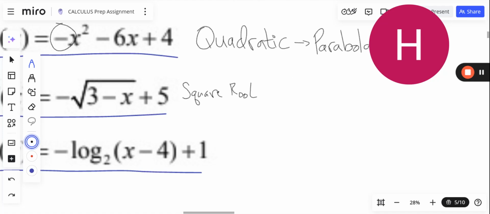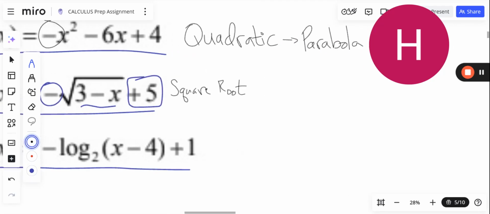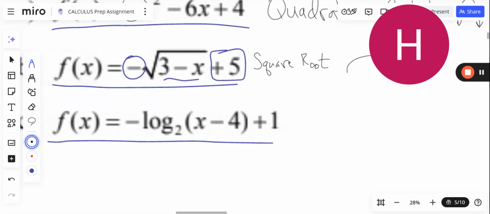So these several changes to the function here, the negative, we have 3 minus x, it's not just an x inside the square root, and the plus 5, those are all going to do some things to the graph that move it around and change its shape. You might know those as transformations. So again, we'll talk about that in just a moment.